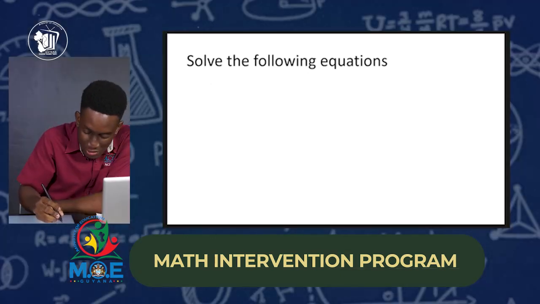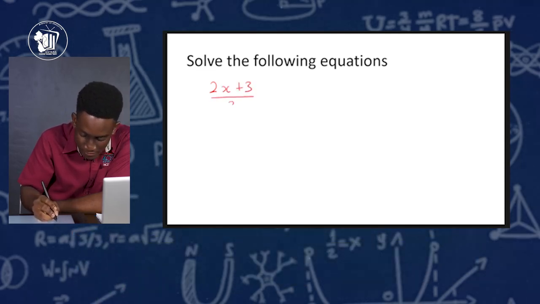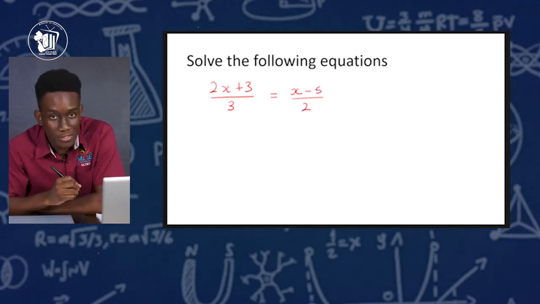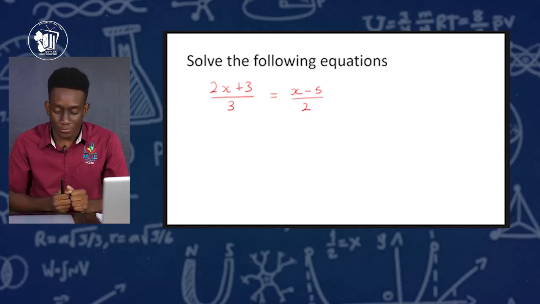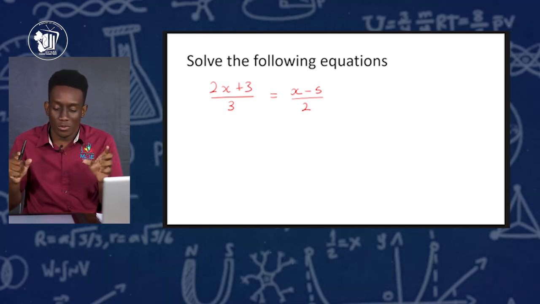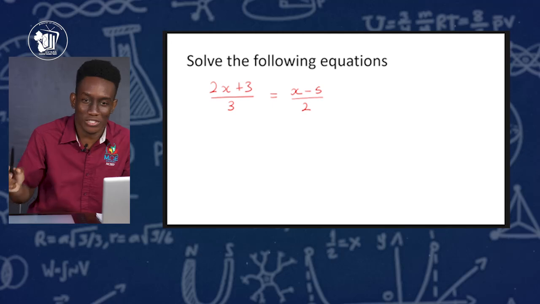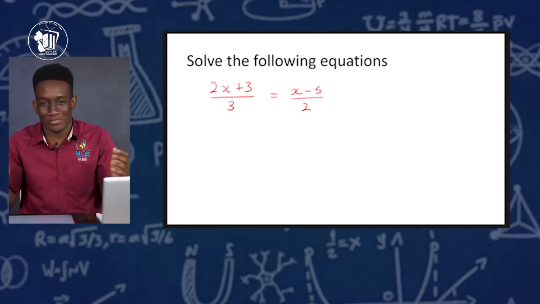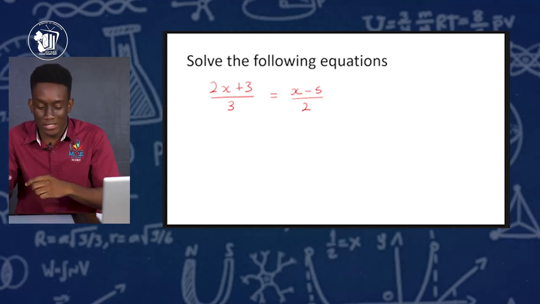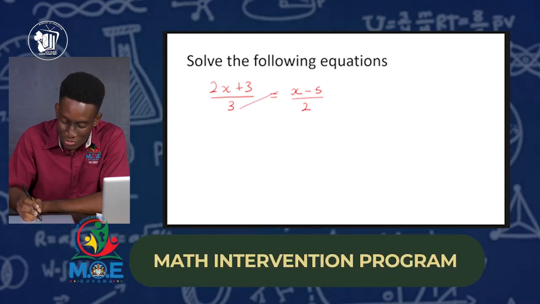So let's say we have the equation 2x plus 3 all divided by 3 is equal to x minus 5 all divided by 2. So we see a fraction is equal to a fraction. Now, whenever you see a fraction is equal to a fraction, it's hard to work with fractional equations. So what we want to do is try to get rid of the denominator. So how do we get rid of the denominator? By simply cross multiplying the denominators. So we multiply this 3 by everything on that side, and we multiply this 2 by everything on that side.